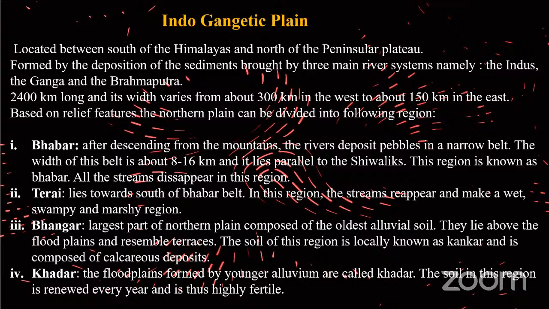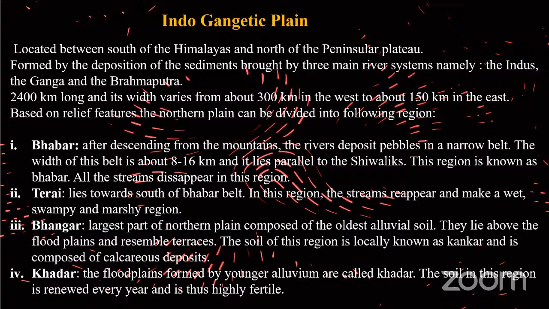The Himalaya may be divided into three parallel ranges: one is the Greater Himalaya or Himadri, two is the Lesser Himalaya or Himachal, and three is the Outer Himalayas or Shivaliks.